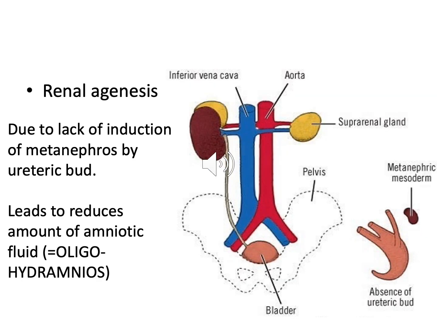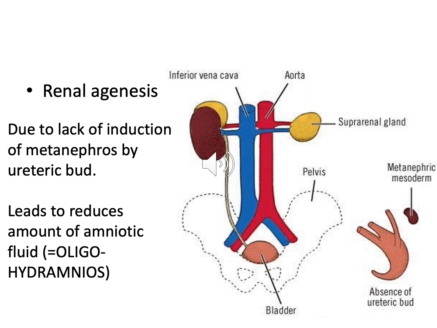Renal agenesis is a condition of loss of one kidney, which is due to lack of induction of the metanephros by the ureteric bud. The excretion of urine is done by two kidneys. Because of lack of one kidney, excretory function becomes interrupted and leads to a reduced amount of amniotic fluid. If a pregnant mother comes to the ward with reduced amniotic fluid, or oligohydramnios, we should think about this as well.